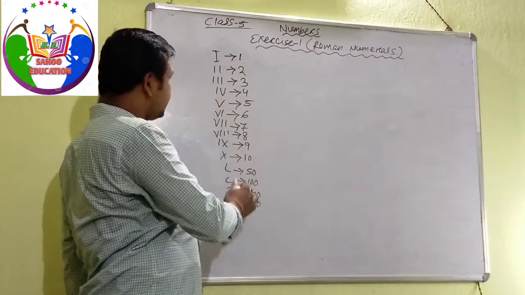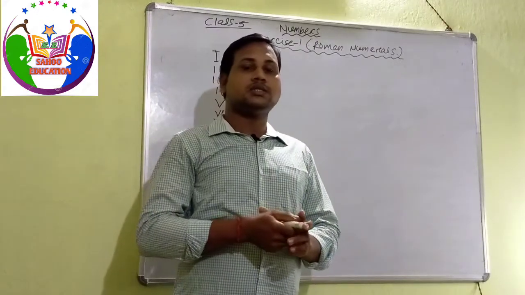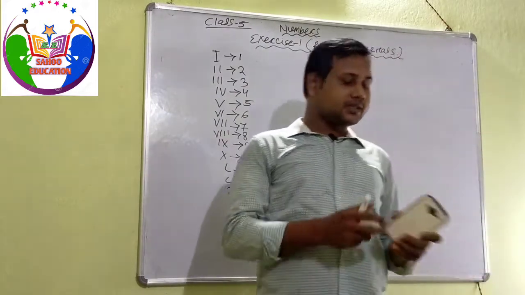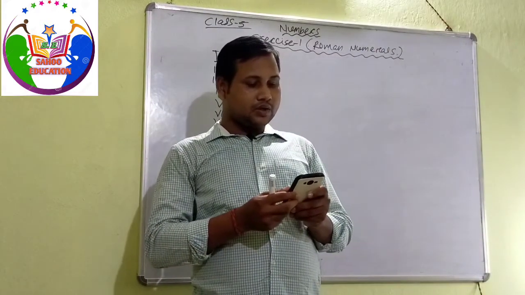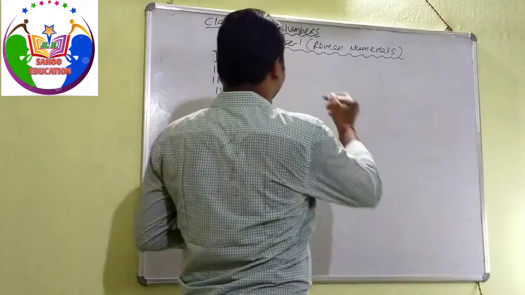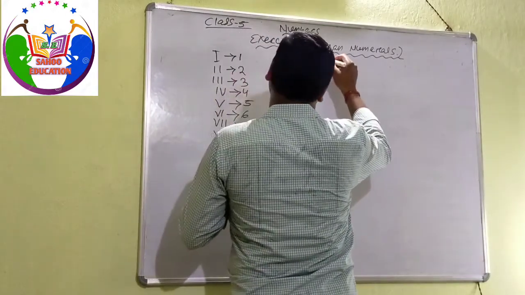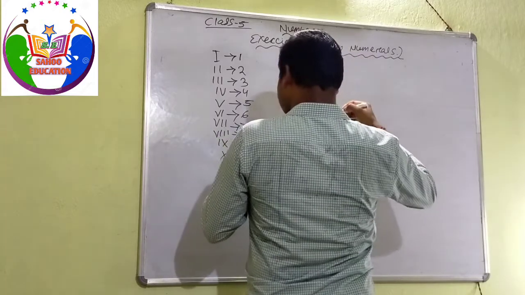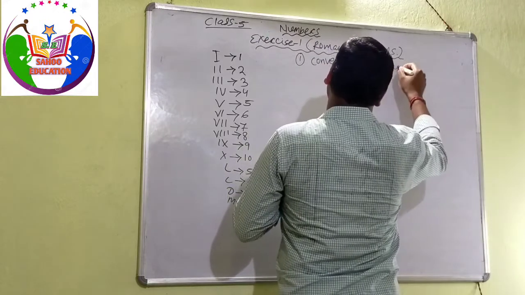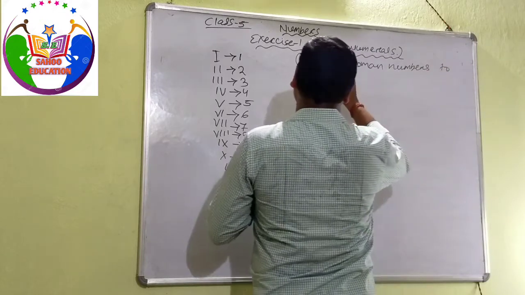So, keeping this in mind, we'll have to solve some of the questions related to exercise 1. So, question 1 is given here. Convert the following Roman numerals to Arabic. So, we'll solve one by one. So, come to now question number 1. Convert Roman numbers to Arabic number. Okay.